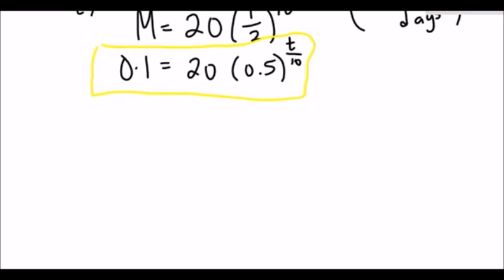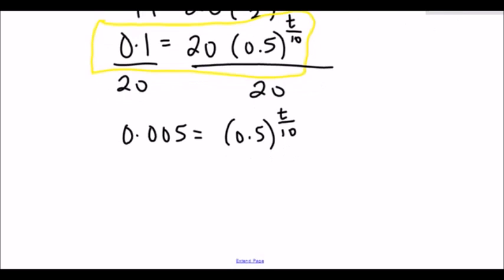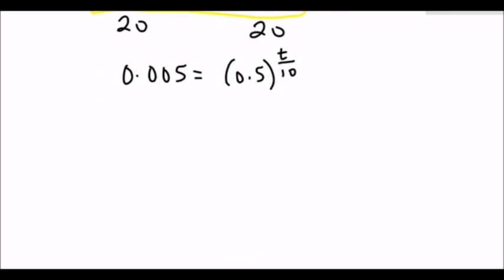Now t is in the exponent, so this is a little more complicated than a lot of other equations you have to solve. So first of all, let's see how close we can get to isolating that exponent. The first thing I want to do is, if I'm multiplying the base by 20, I want to get rid of that by dividing both sides by 20. So on both sides of the equation, I divide by 20, so I get 0.005 equals 0.5 to the exponent t over 10. So now all that's left is to figure out what that exponent has to be.